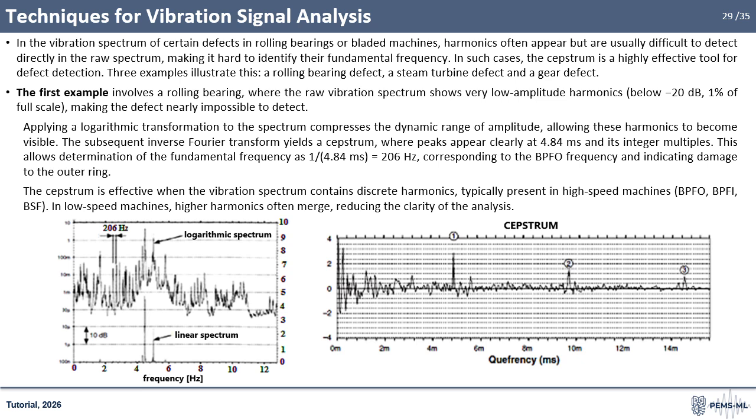In the first example, a rolling bearing defect produces very low amplitude harmonics that are almost invisible in the raw spectrum. Applying a logarithmic transformation compresses the amplitude range, making these harmonics visible. The inverse Fourier transform then yields a cepstrum with clear peaks at 4.84 milliseconds and its multiples. This corresponds to a fundamental frequency of 206 Hz, identified as the ball-pass frequency of the outer ring, indicating an outer ring defect.